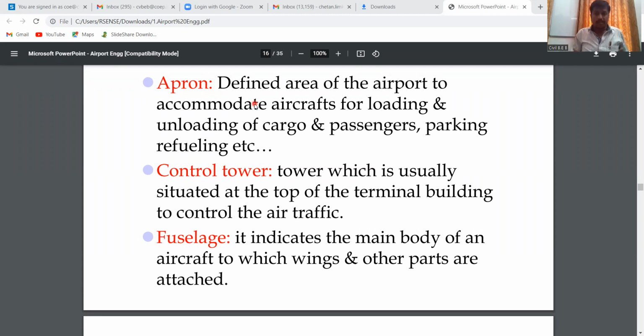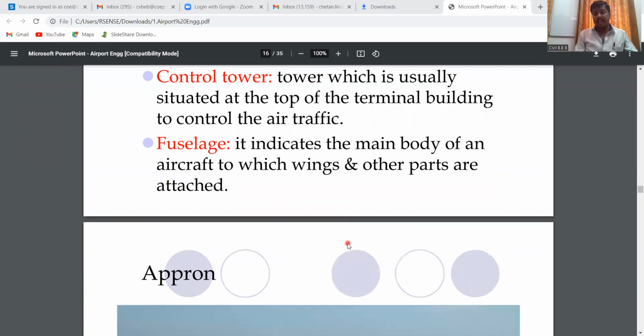The main body of the aircraft, apart from the aircraft wings and the tire, is called the fuselage. Main body of the aircraft to which wings and other parts are attached.